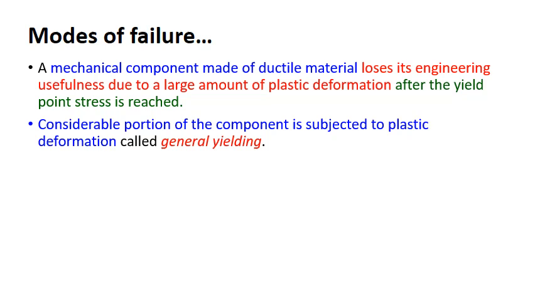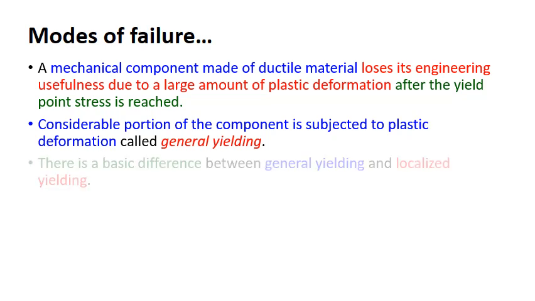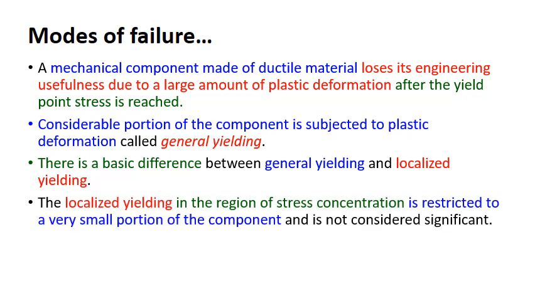In general yielding, we mean that the entire cross section is subjected to plasticity. Okay, that is what general yielding is. We focus only on general yielding. And in localized yielding, only a selected portion of the component will be subjected to yielding because of stress concentration.